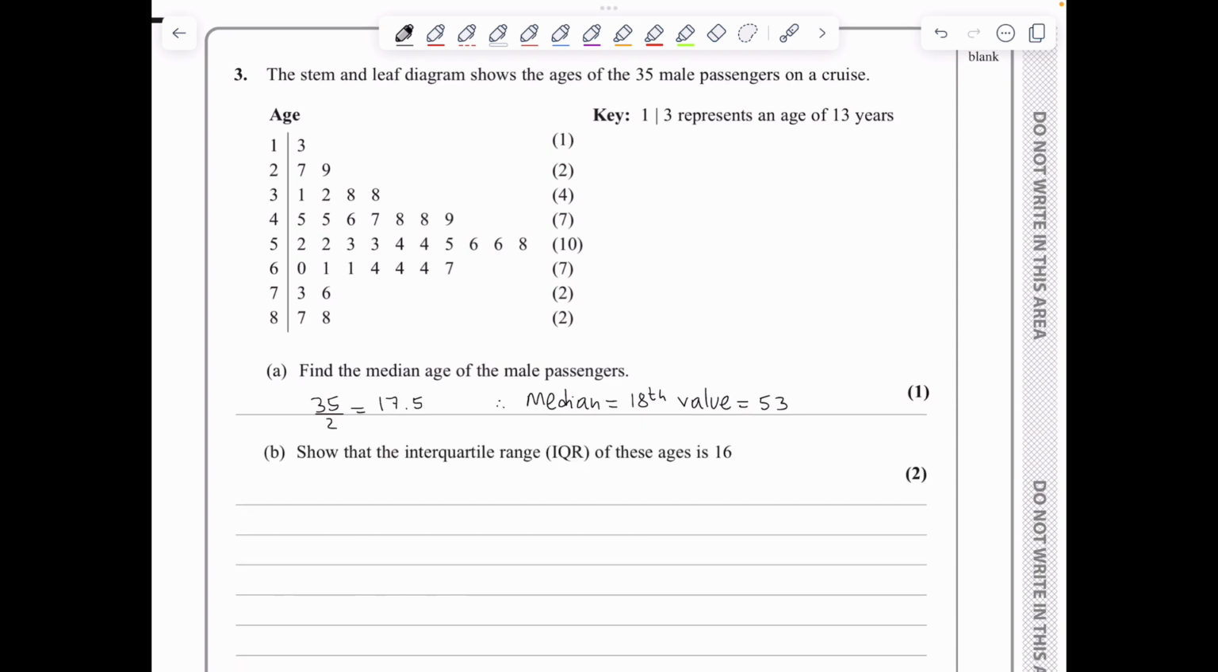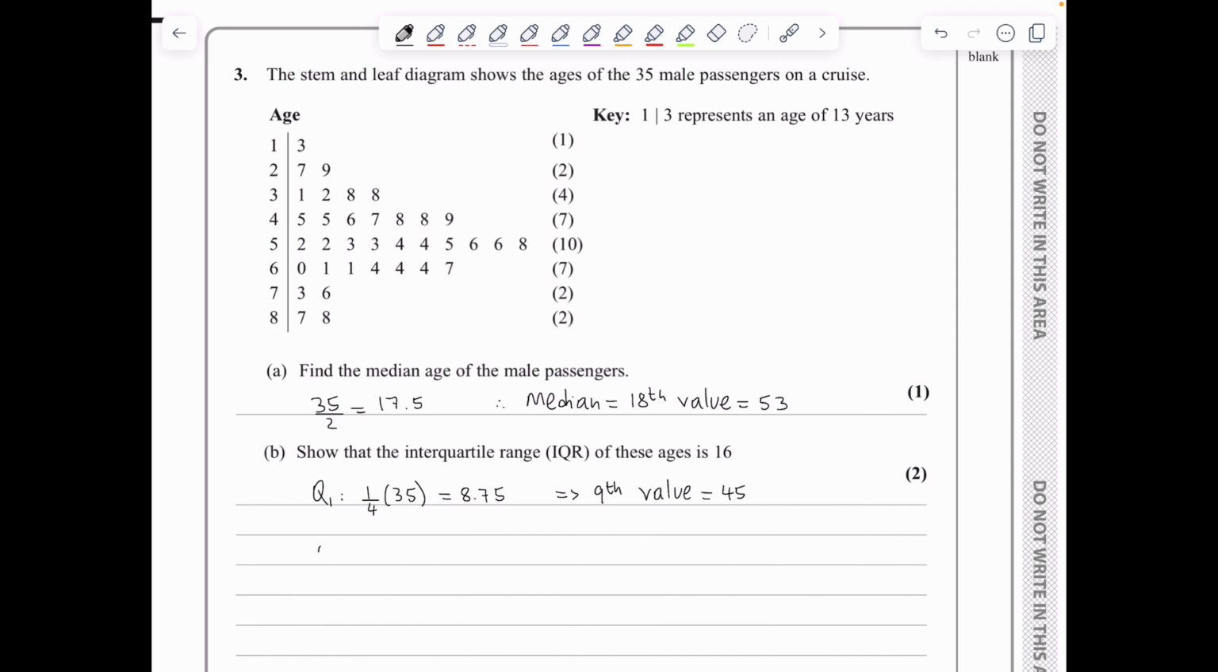In part B, we need to show that the interquartile range of these ages is 16, so I need to find the upper and the lower quartiles. Now for the lower quartile Q1, I'll be doing a quarter of the observations, a quarter times 35, which is 8.75, and therefore we know that this will be the 9th value. So again, going on my stem and leaf diagram, the 9th observation is a 45.